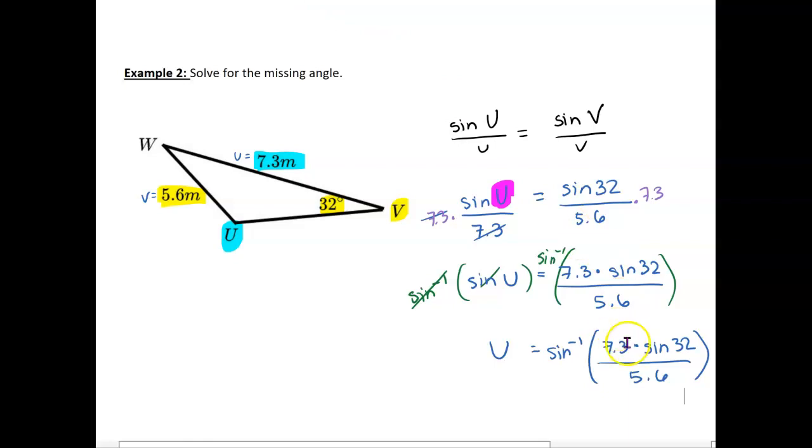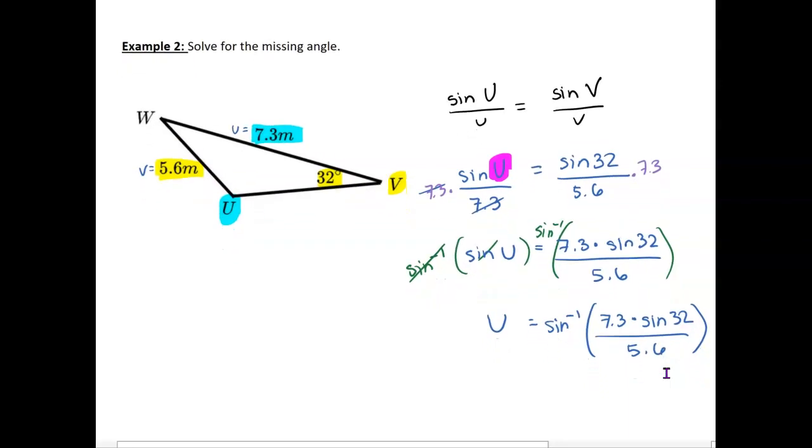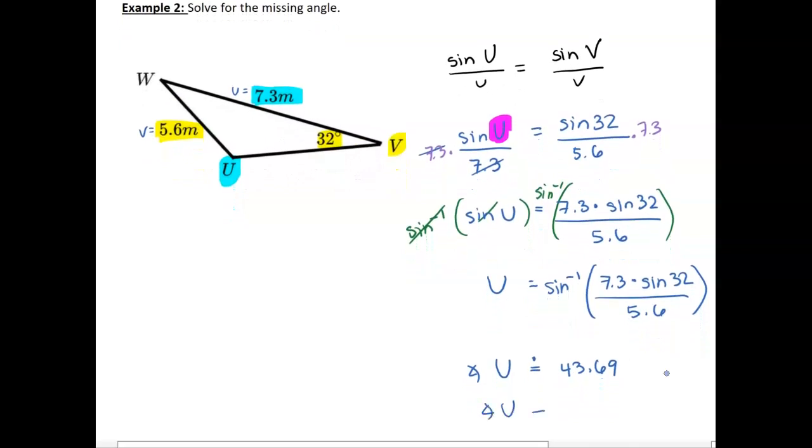Make sure you type in what's in the brackets first in your calculator, 7.3 times sine 32 divided by 5.6, before you apply the inverse. If you're trying to follow along in your calculator, 7.3 times sine 32 divided by 5.6 should give you 0.6907 and so forth. Then when you take the sine inverse of that, make sure you keep that all in your calculator to be as accurate as possible. Then you should have that the angle of U is approximately 43.69. So I'm going to round that to approximately 44 degrees. And so that's how you would solve for the missing angle.